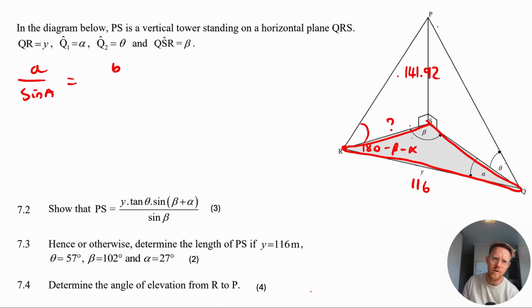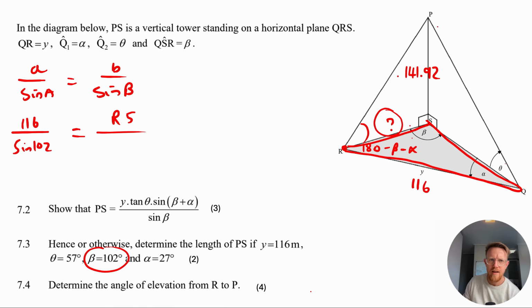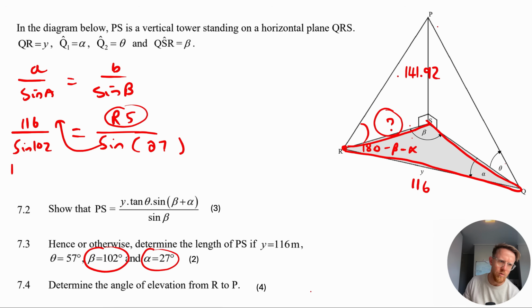We can't use SOHCAHTOA because it's not a 90-degree triangle. And so I'll just use the 116 over the sin of its angle again. So 116 over the sin of its angle, which is beta, which is 102. And then we're looking for this length here, which is RS. And then we'll say over the sin of its angle, which is the one opposite, which is alpha, which is 27. Okay, now to get RS alone, you can just take this up to the top left, and so you end up with 116 sin 27 over sin 102, and that's equal to RS.